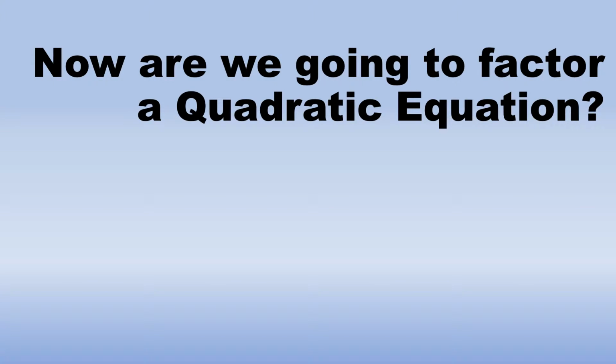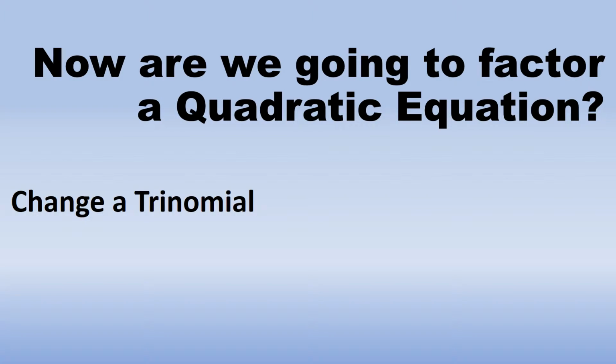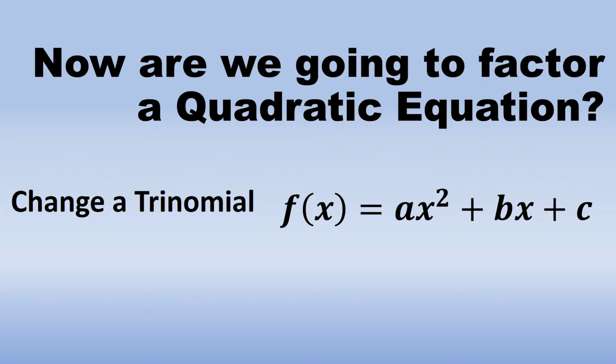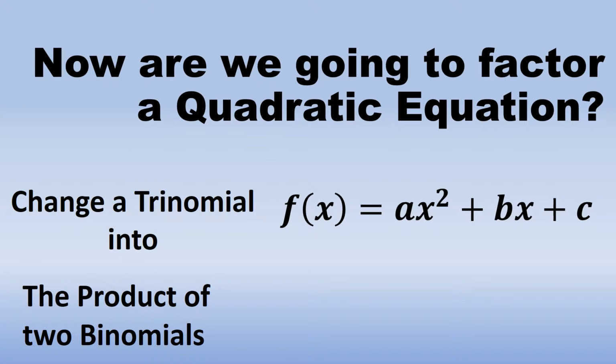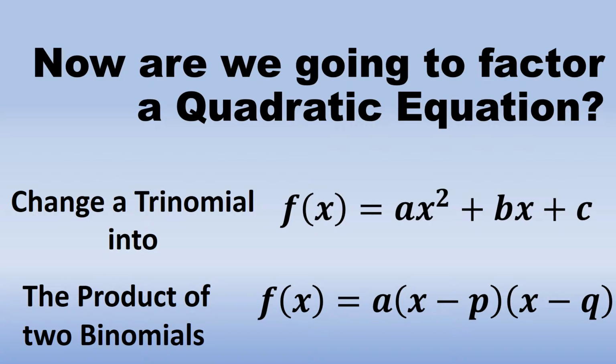All right, let's go on. How are we going to factor a quadratic equation? Well, first of all, we're going to change the trinomial, there's your trinomial, into the product of two binomials. So when we get done, we're going to change that trinomial into two binomials.